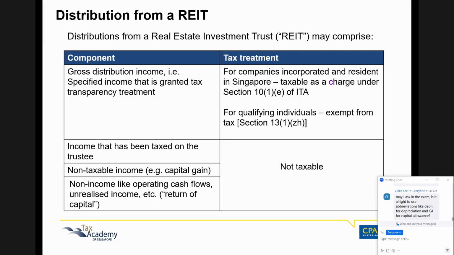Generally, you don't have to worry about the nature of distribution. You should be able to see it in the CDP statement, or if it is in the exams, it will be reflected as such. But you need to know which component is taxable and which component is not taxable.